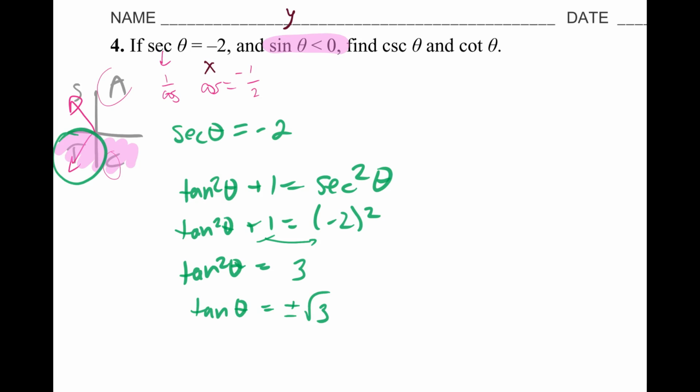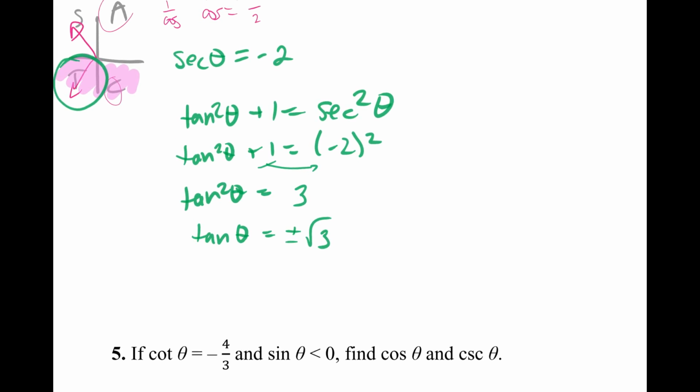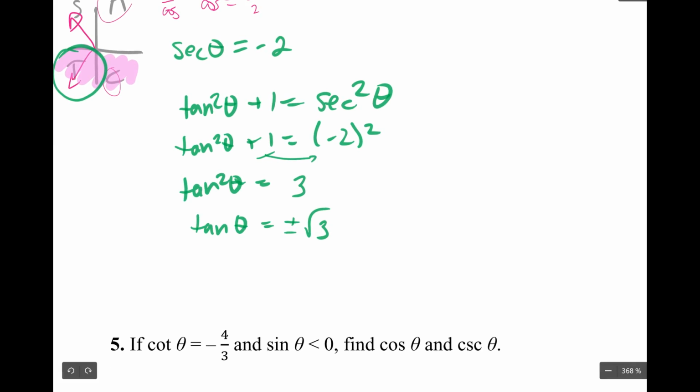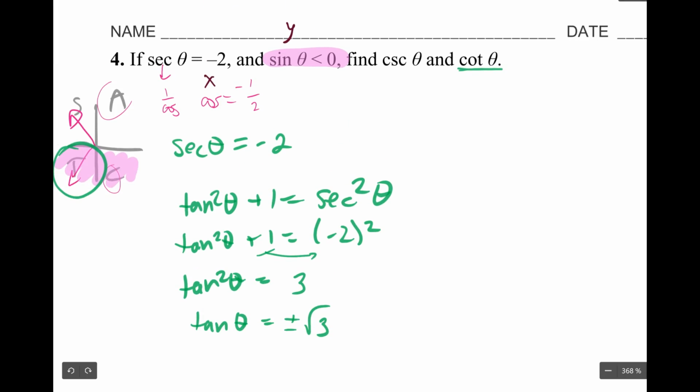So why does this help us? Secant was the one thing that we knew, and we have to find cotangent. If I know what tangent is, I can just take the reciprocal and I'll have cotangent. The issue is I have a plus or minus when I took the square root. Should it be positive or negative? We know that sine is negative, and cosine was negative, and tangent is just sine over cosine. So we'd have a negative number over a negative number. They cancel out, so tangent should be positive. So tangent will be the positive square root of 3.